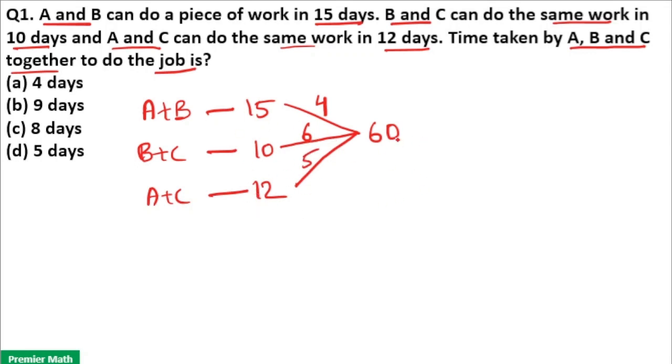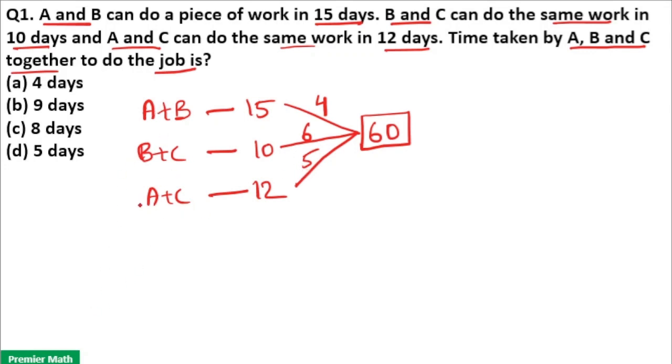Now concept of this diagram means total work is 60 unit and efficiency of A and B is 4 unit. That means A and B can do 4 unit of work in a day. Efficiency of B and C is 6 unit. That means B and C can complete 6 unit of work in a day. Efficiency of A and C is 5 unit. That means A and C can complete 5 unit of work in a day.